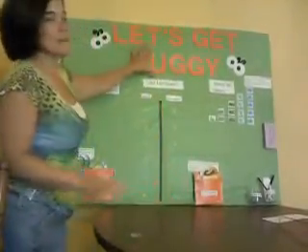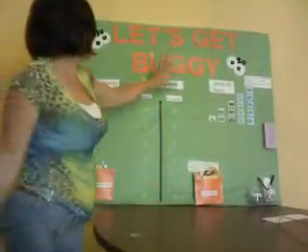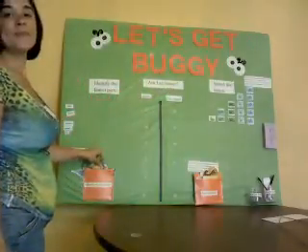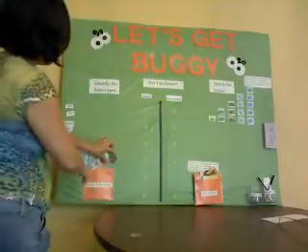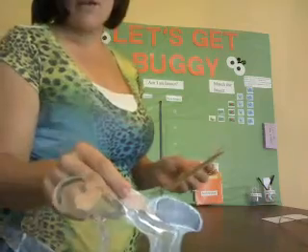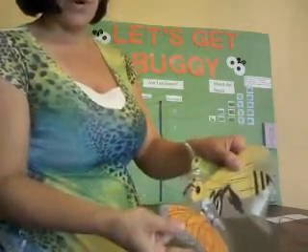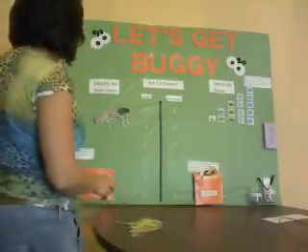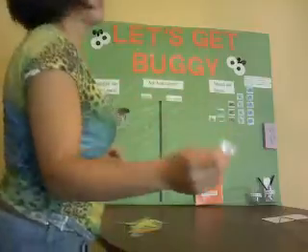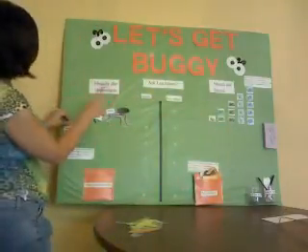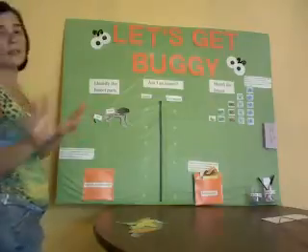Alright, this is my science bulletin board, and it's called Let's Get Buggy. They can identify the insect parts. What they'll do is they'll take all the parts out. I have all these different parts. They would do each one of them, stick it up on the board, and then like these little pieces have the actual name. So they put the head on the head, thorax on the thorax, abdomen on the abdomen, antenna, legs. You get the picture.